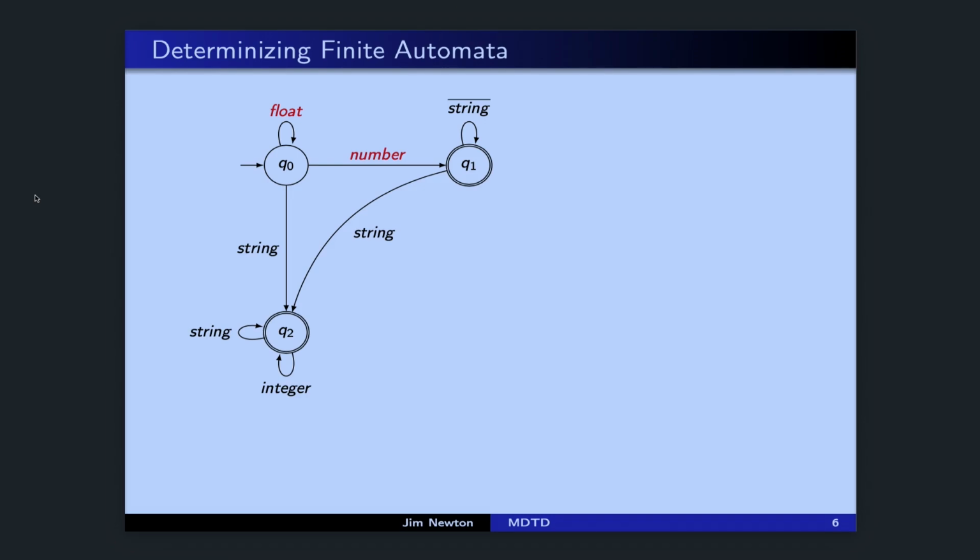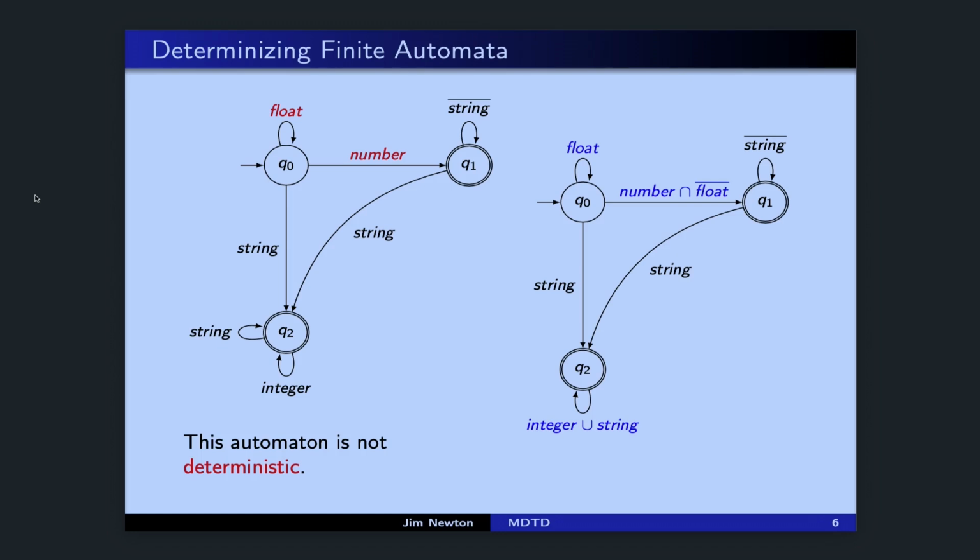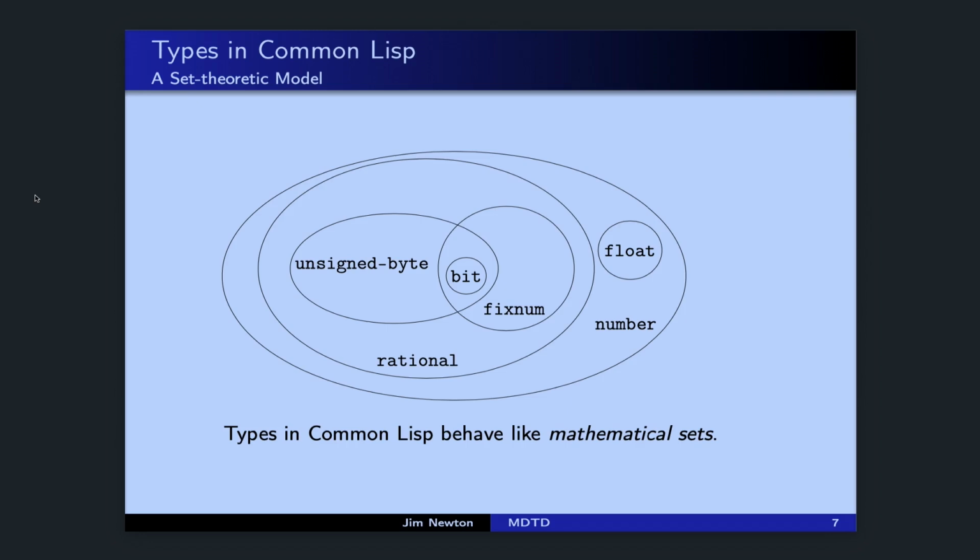Sometimes a finite automata can be non-deterministic, as we see here. The arrows leaving Q0 are float and number, but any float is also a number. So we want to avoid situations like this, which are non-deterministic. We'd rather have deterministic finite automata for reasons which I'm happy to answer in the Q&A part, if you like. But we want to be able to generate finite automata which are deterministic, that have no ambiguous transitions. The Common Lisp type system works quite well for this application.